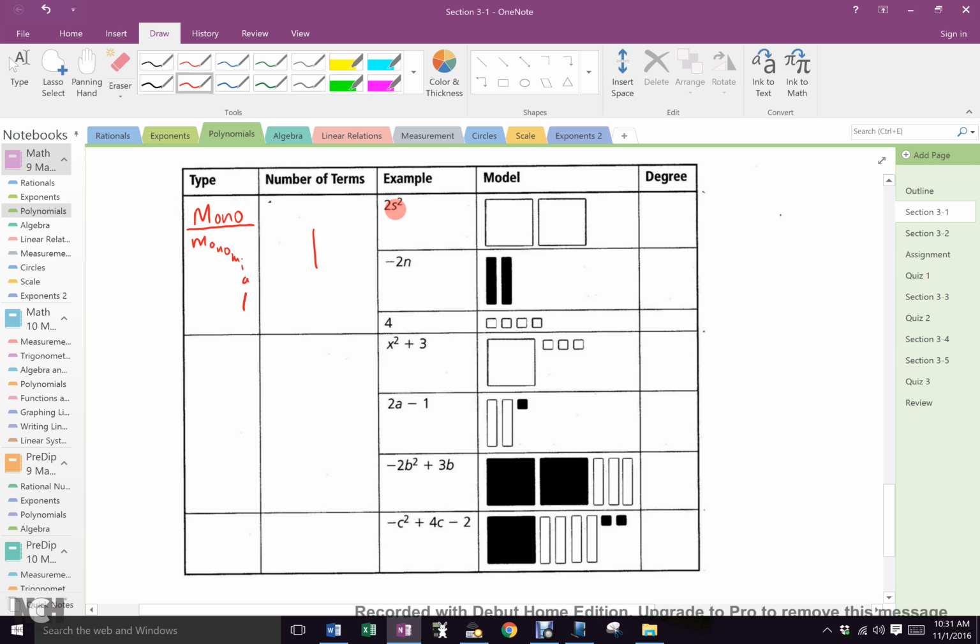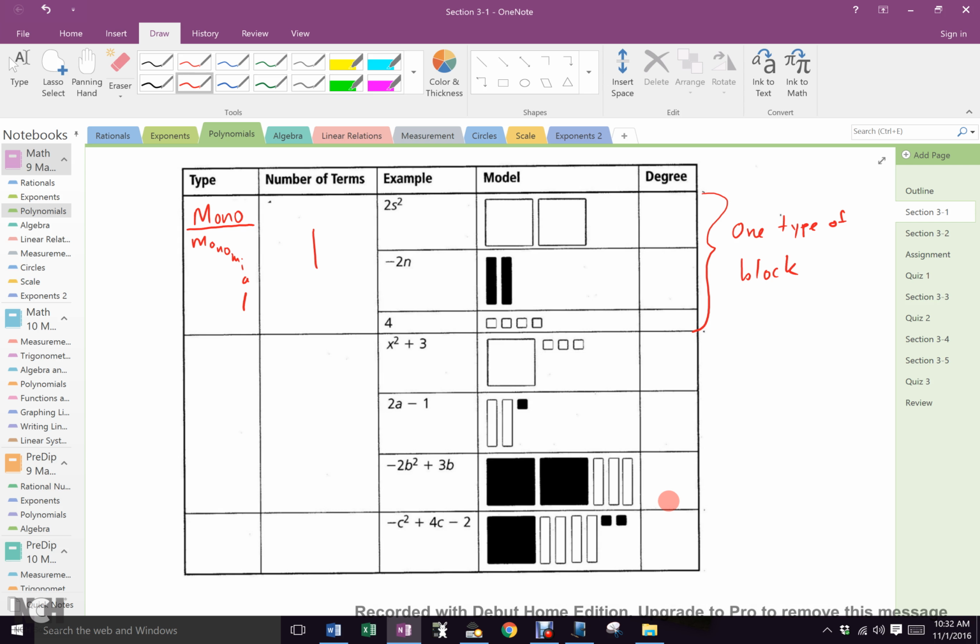So to draw this guy, how many kinds of blocks did I need? One kind of block, right? How many kinds of blocks did I need to draw this guy? One. How many kinds of blocks did I need to draw this guy? One. So a monomial has one type of block. Does everybody understand that? We're not going to fill in the degree section here yet. We're just talking about this. Everybody cool? One type of block.